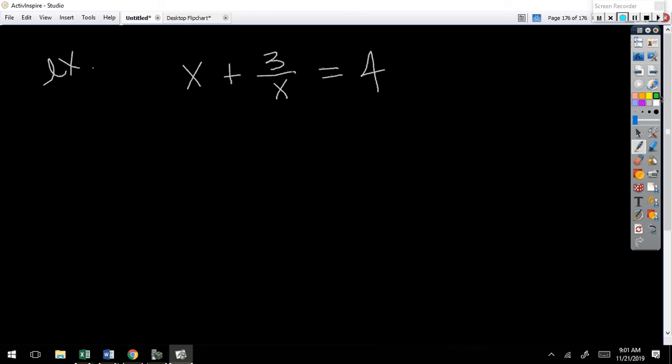Here it's 1x. Anytime you have a whole number, it's really over 1, right? So here my LCD is x. I don't have any choice but to make them x. So my first fraction and my last fraction are going to need x to make them have the same denominator. So I'll do an x and an x, an x and an x.